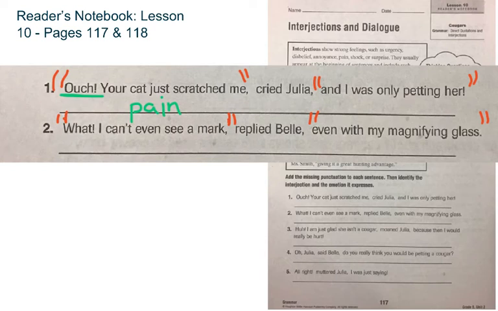Now we have to find our interjection again. Okay, remember what word in here is showing emotion? Well, it's what. "What? I can't even see a mark." Well, what is expressing her confusion, right? Or her questioning. So you could write confusion or questioning.